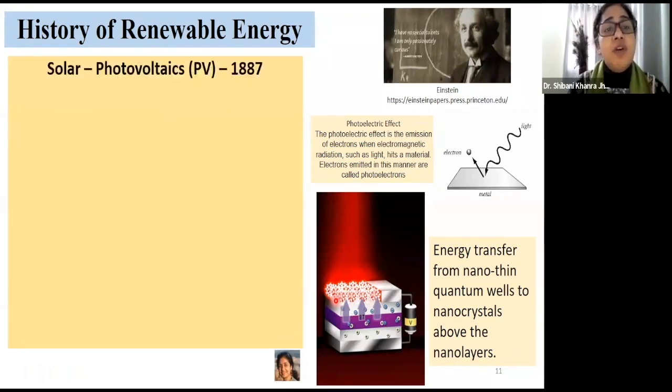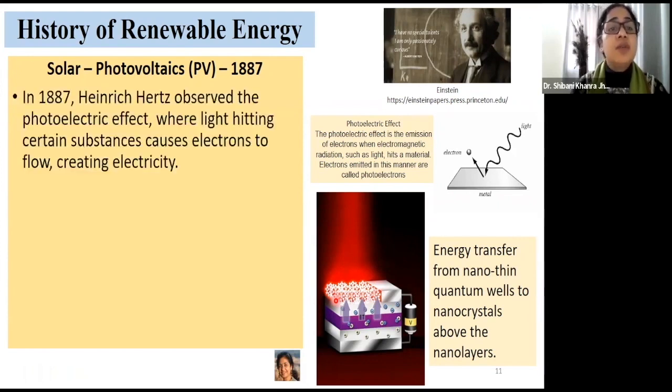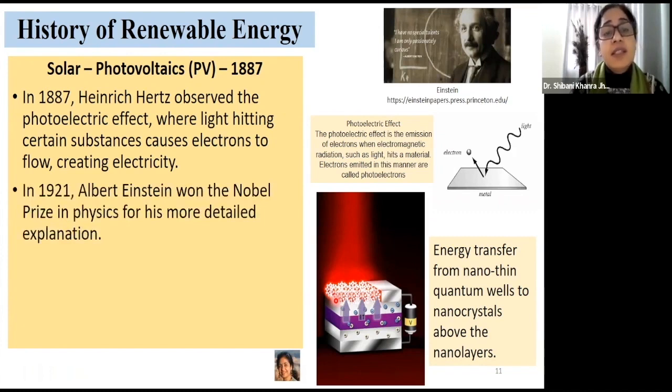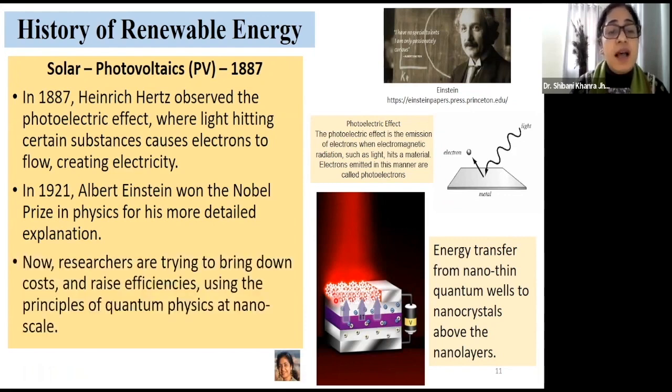So let's come to another form of renewable energy, which is solar photovoltaics, relatively new, from the 19th century, which was observed by Heinrich Hertz, who observed the photoelectric effect, where light hitting certain substances causes electrons to flow and creates electricity. That was further strengthened by Einstein's detailed explanation, for which he also won the Nobel Prize. Currently, researchers are trying to bring down the cost and raise the efficiency of photovoltaics using the principles of quantum physics at nanoscale.